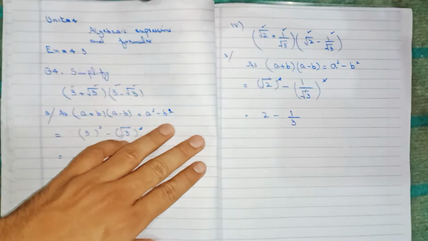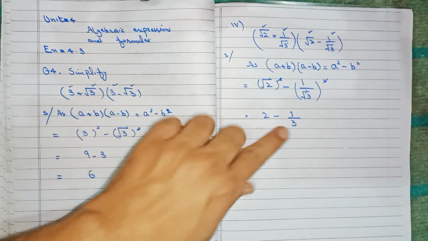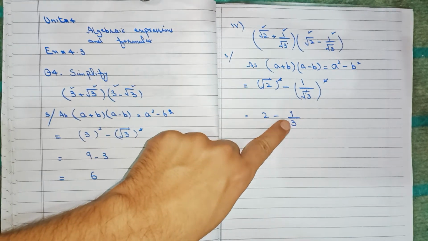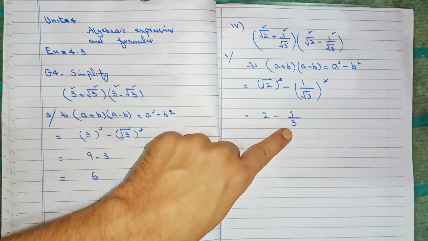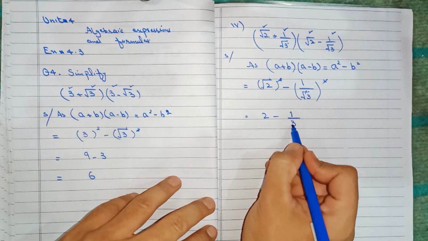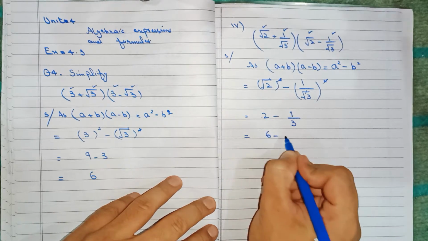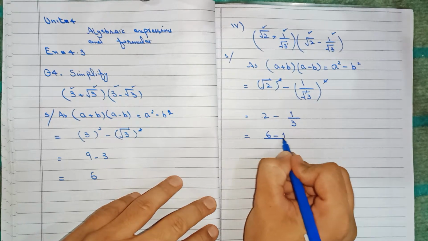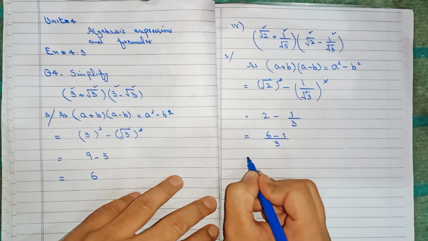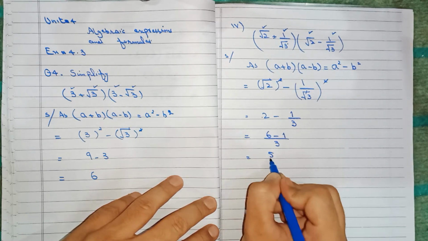Now we have a rational number, 1 by 3, in the form of a fraction. So 2 multiplied by 3, taking LCM, 6 minus 1 over 3. 6 minus 1 is equal to 5 over 3.